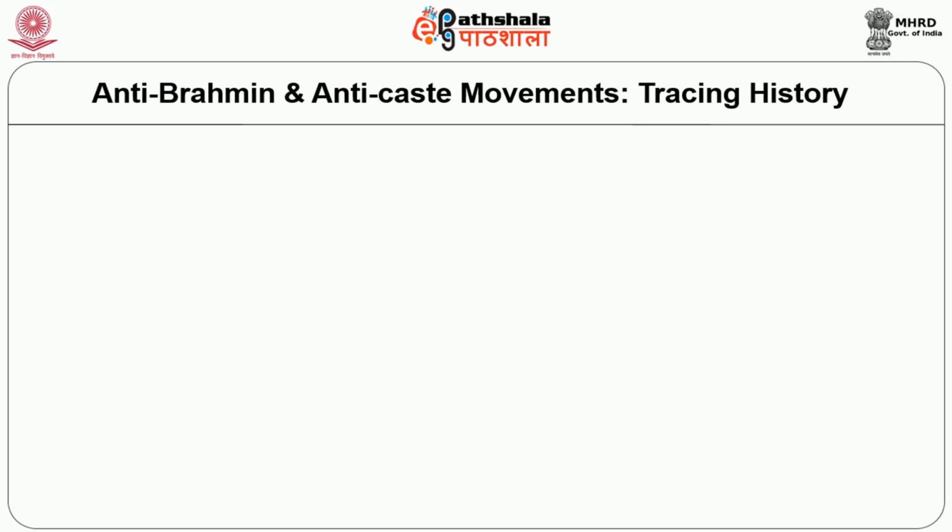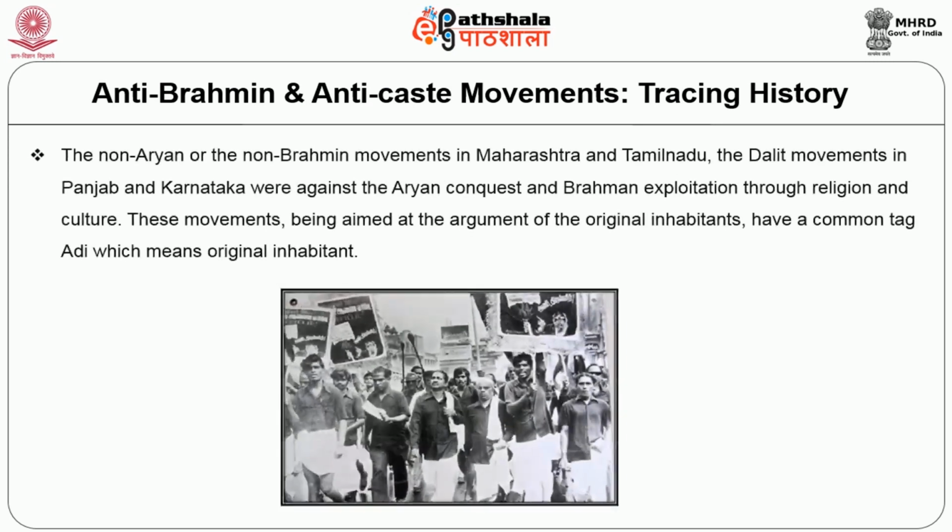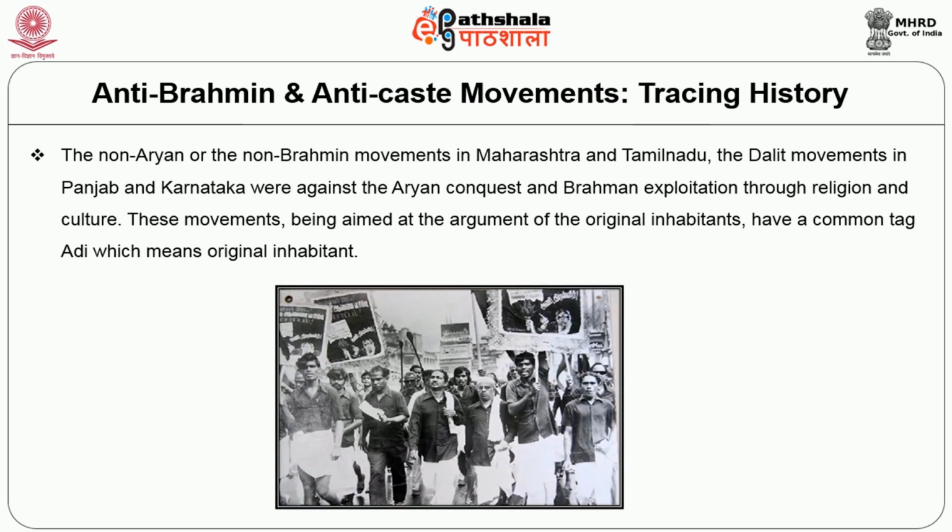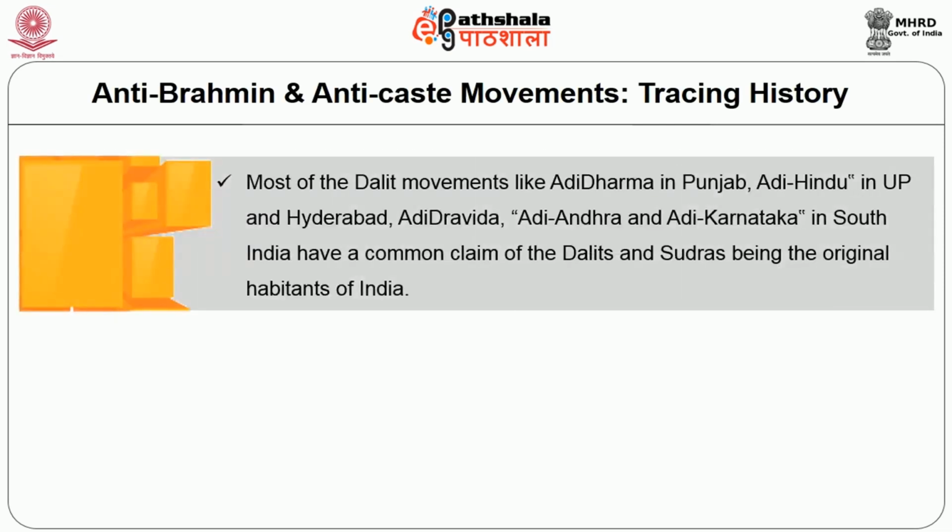Anti-Brahmin and anti-caste movements: tracing their history. The non-Aryan, non-Brahmin movements in Maharashtra and Tamil Nadu, and the Dalit movements in Punjab and Karnataka, were against the Aryan conquest and Brahmin exploitation through religion and culture. These movements, being aimed at asserting the claim of the original inhabitants, have a common tag, Adi, which means original inhabitant. Most of the Dalit movements, like Adi Dharma in Punjab, Adi Hindu in UP and Hyderabad, and Adi Dravida, Adi Andhra and Adi Karnataka in South India, have a common claim of the Dalits and Shudras being the original inhabitants of India.